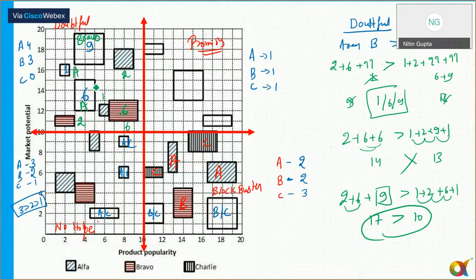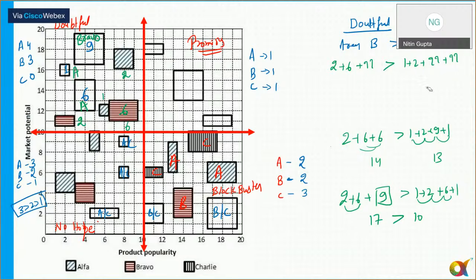We also know that. Okay, just a minute. I'll come to that point. Maybe I have... okay, yes. So there are 2 possibilities. Just wait, I missed out that. There are 2 possibilities. 14 is also greater than 13 and 17 is also greater than 10. I had taken it wrong. So 14 is greater than 13 as well as 17 is greater than 10.